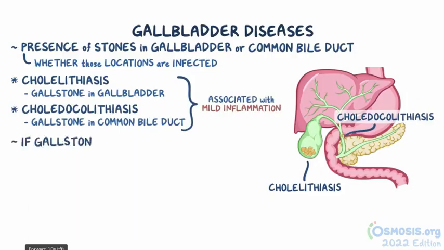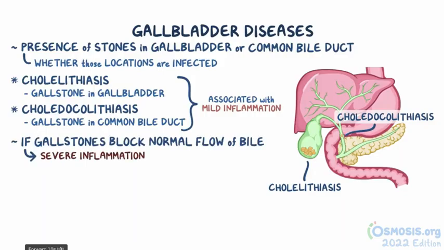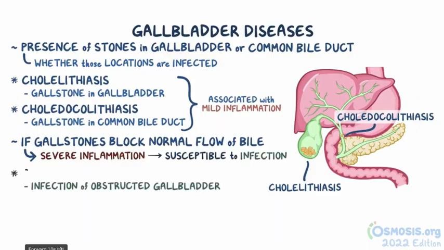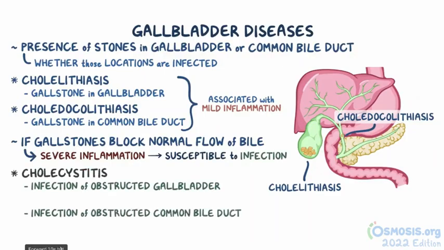But if the gallstones block the normal bile flow, this can cause severe inflammation in the biliary tree. When there's a lot of inflammation, the gallbladder and common bile duct tissue becomes extremely susceptible to infection. An infection of an obstructed gallbladder is called cholecystitis, and an infection of an obstructed common bile duct is called cholangitis, or ascending cholangitis.